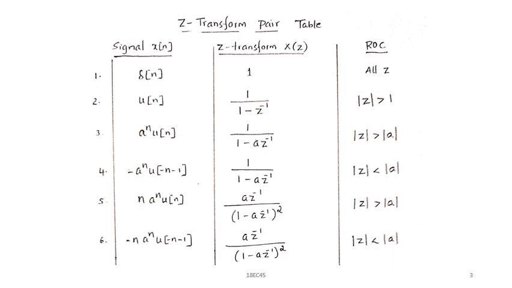The fifth signal we will consider is n into a to the power n into u of n, and you know that the Z transform of that is given by a z inverse divided by 1 minus a z inverse whole square, and its ROC is given by mod z greater than mod a. Similarly, minus n a to the power n u of minus n minus 1, its Z transform is given by a z inverse divided by 1 minus a z inverse whole square, and the ROC is given by mod z less than mod a. It is a left-sided sequence.